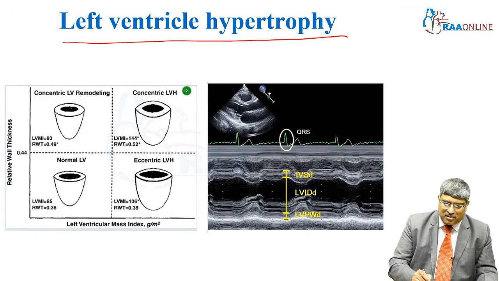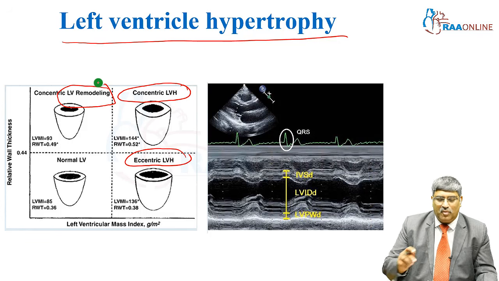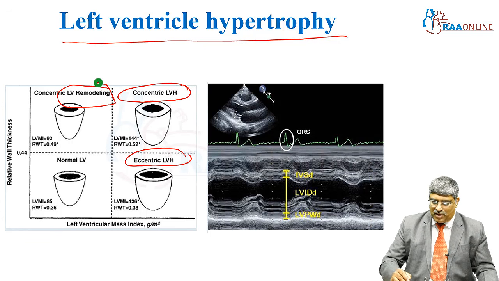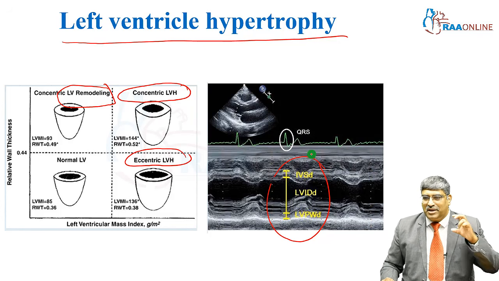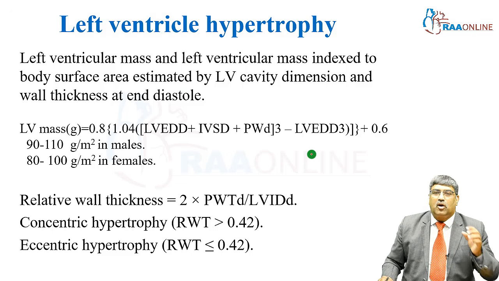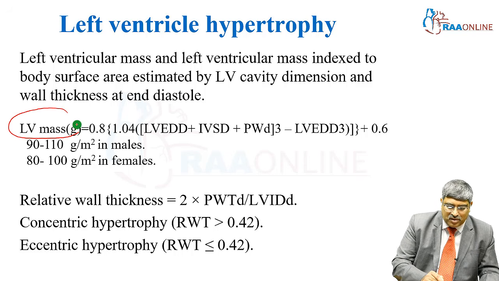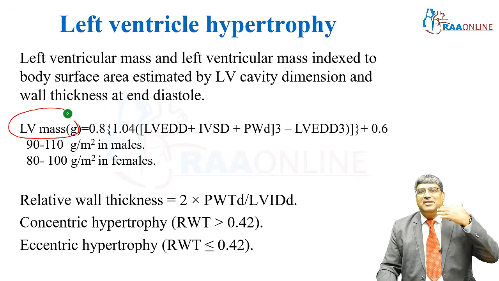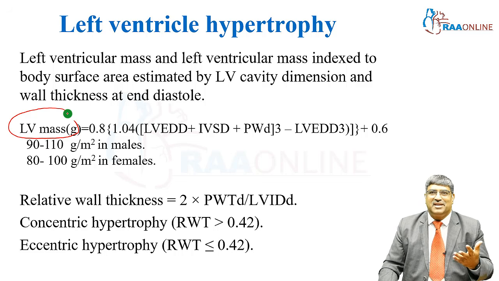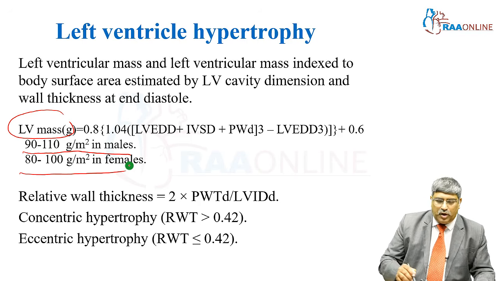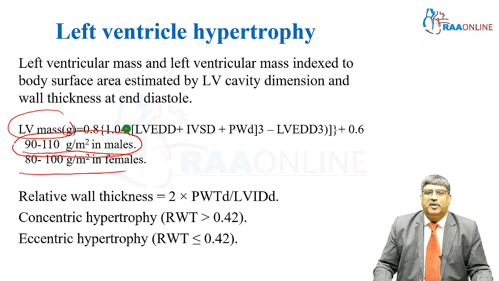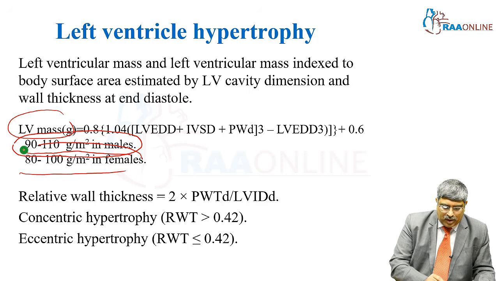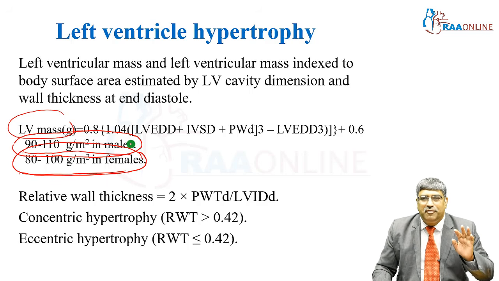Next comes your hypertrophy. Whether it is concentric hypertrophy, eccentric hypertrophy or a remodeled ventricle. How will you know it? For that, you have to measure the dimensions of the interventricular septum, LV cavity and the posterior wall. With a complex formula, you calculate what is called the LV mass, and this LV mass is indexed to body surface area. The normal LV mass is around 90 to 110 gram per meter square in males and 80 to 100 gram per meter square in females.